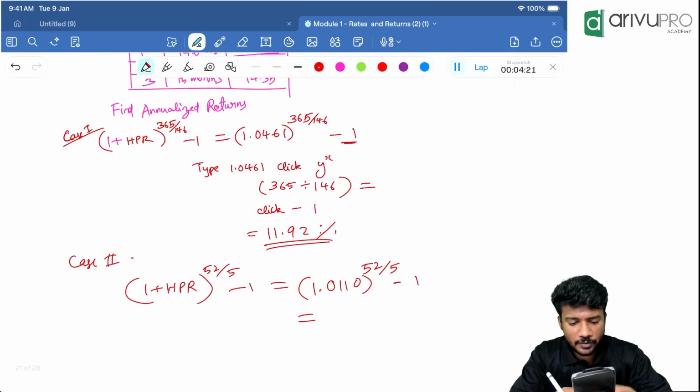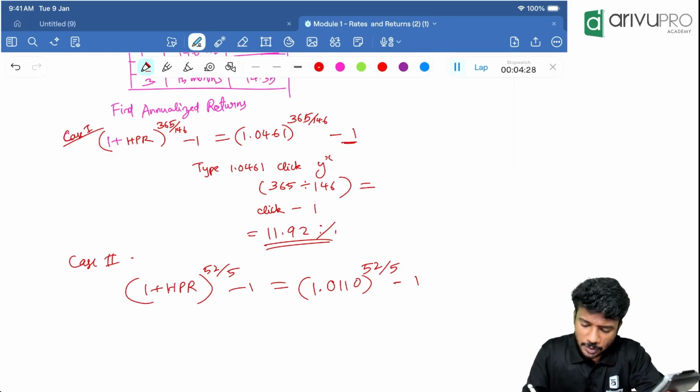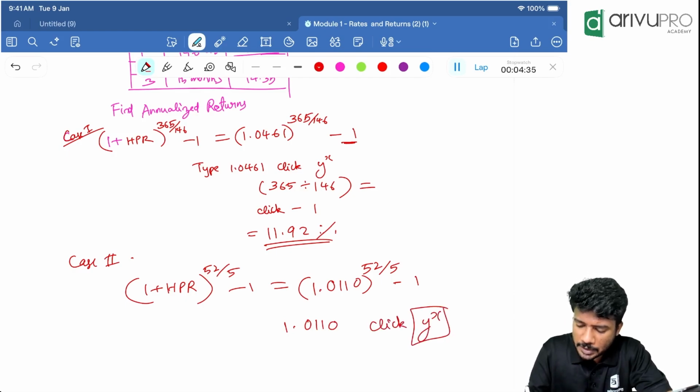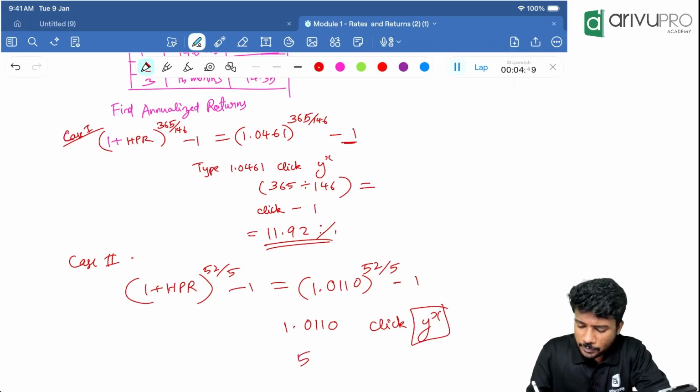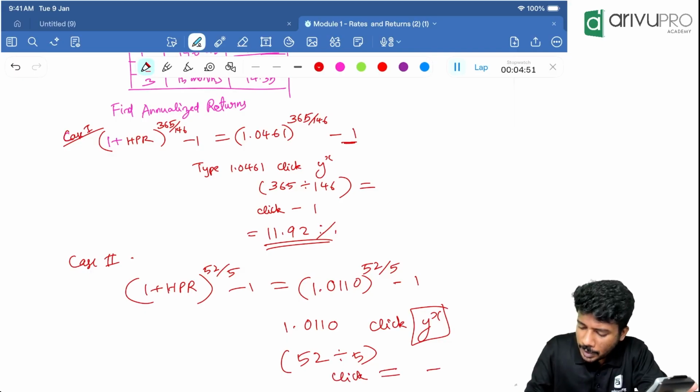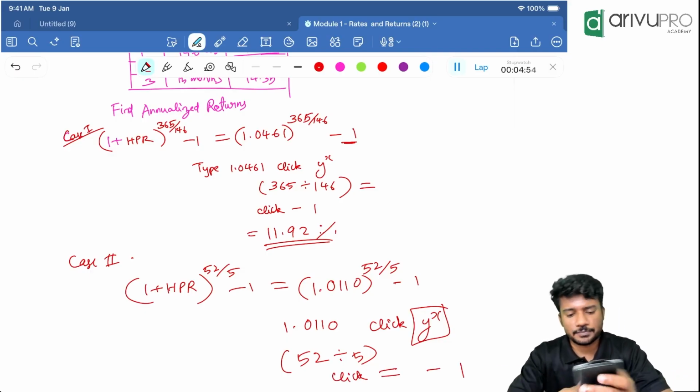So clear everything. Type 1.0110 on your calculator, then click the y raised to x button. Then what are we going to do? Put the bracket, then type 52, then divide by 5, then close the bracket. After that you will click equal to, then minus 1. How much are you getting?